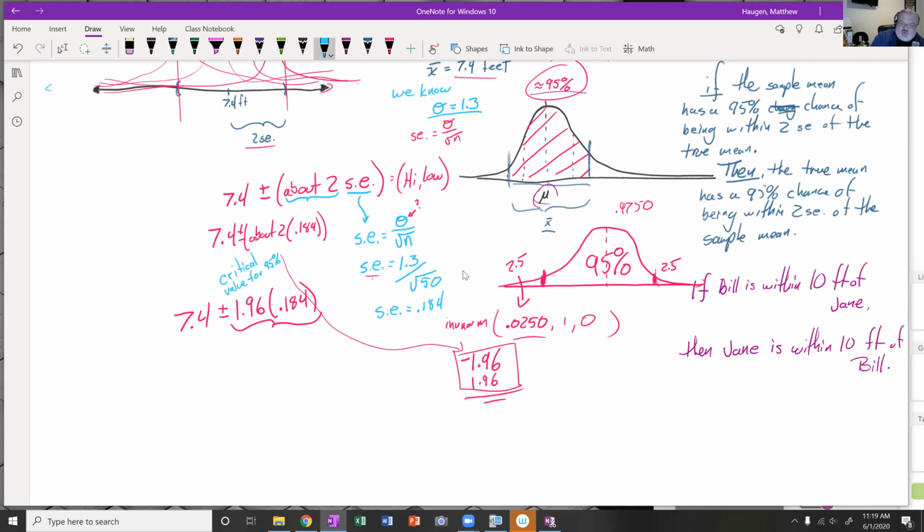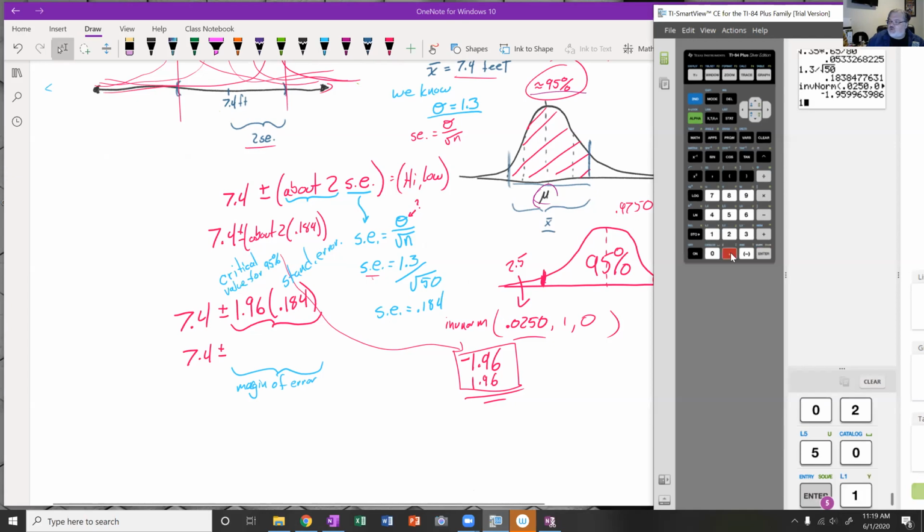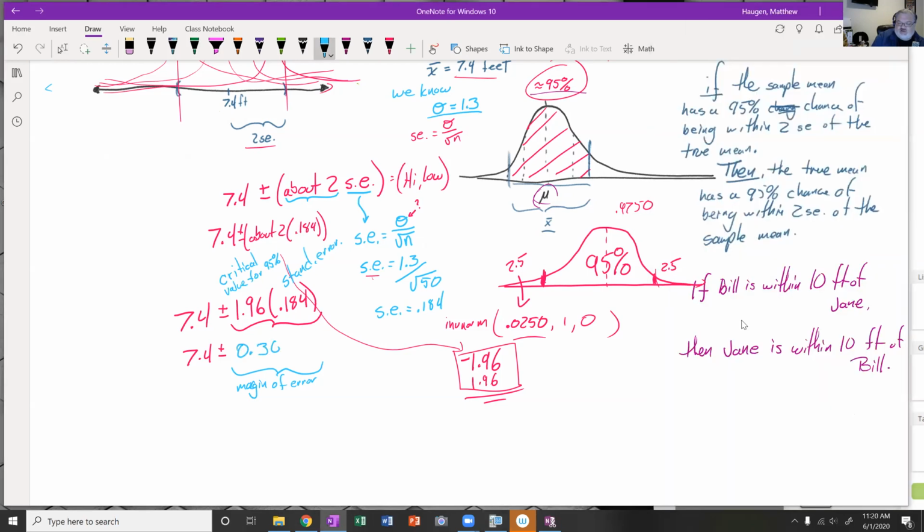That 0.184, that's our standard error that we found by the sigma divided by the square root of the sample size. Together, if we find that product together, that gives us what we call, you'll be familiar with this term, the margin of error. So the 1.96 times the 0.184, so 0.360 or 361. So 0.361. That's the margin of error. That's the plus or minus on our approximation.